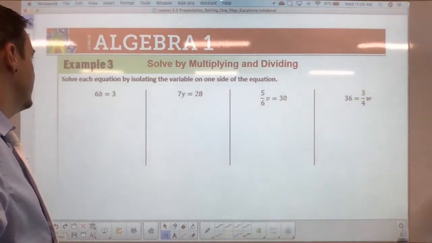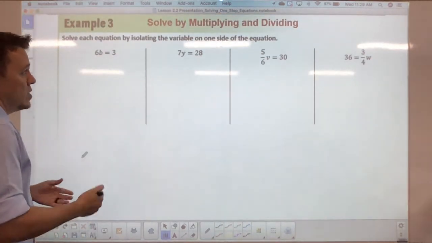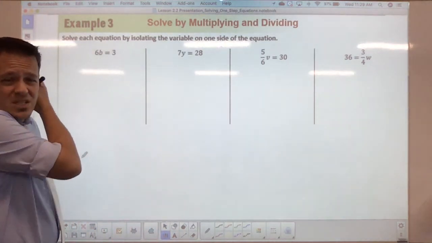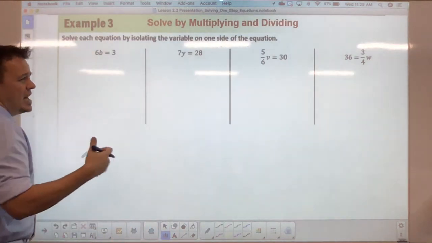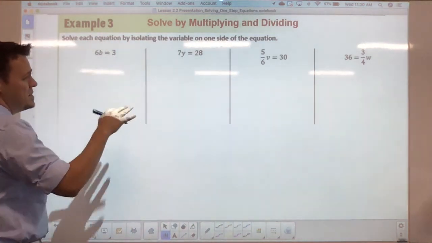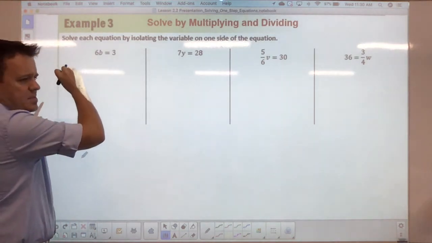All right, so first and foremost on this, solve each equation by isolating the variable on one side, okay? So we have a couple of steps here. So I want to make sure you guys understand the concepts as we go through that. This one's going to be a combination of division and multiplication, okay? As we go on this path together.